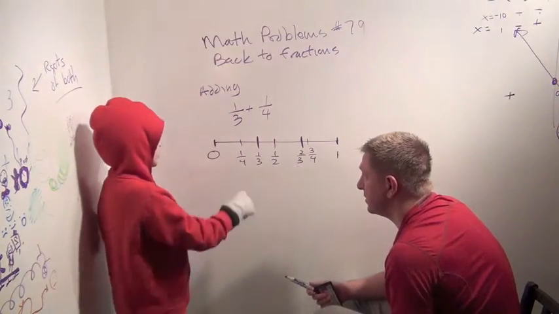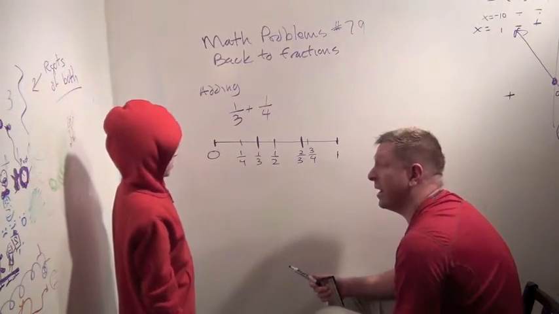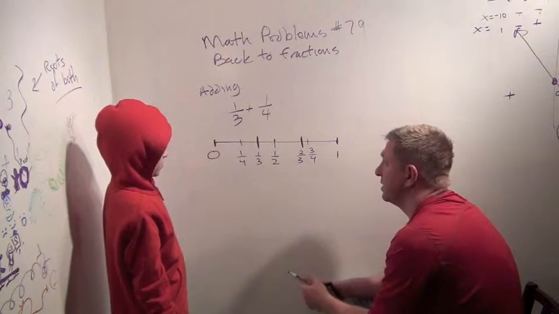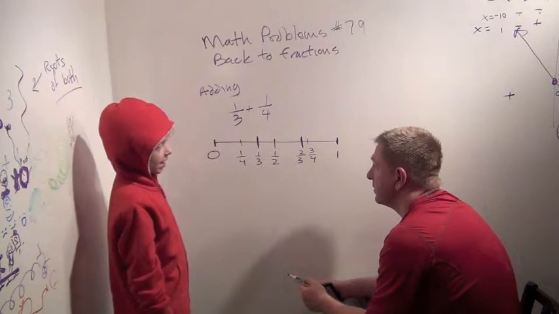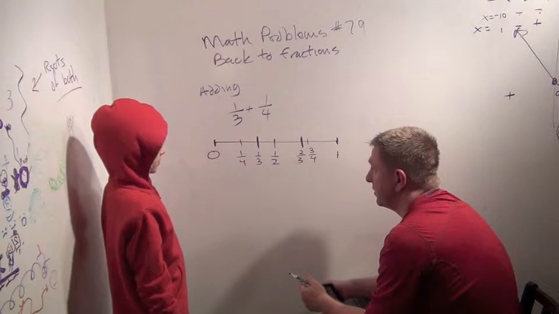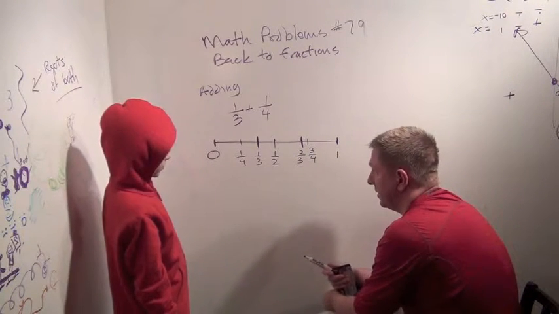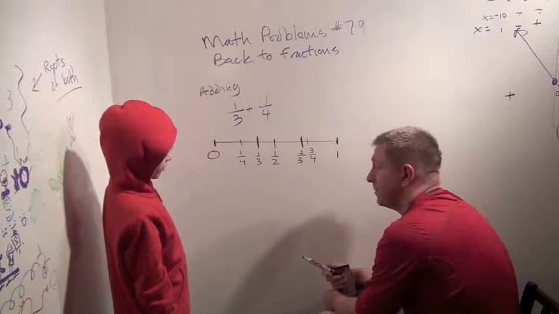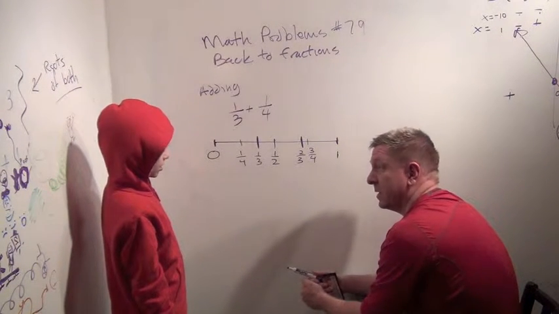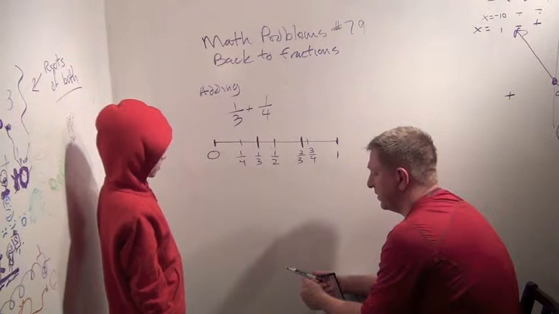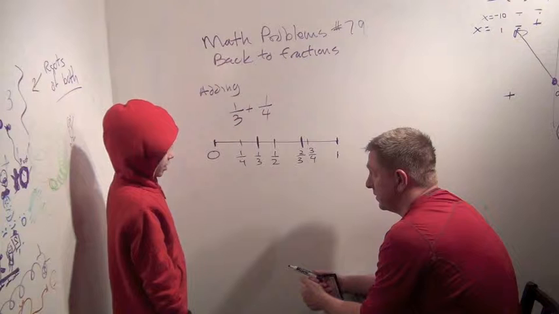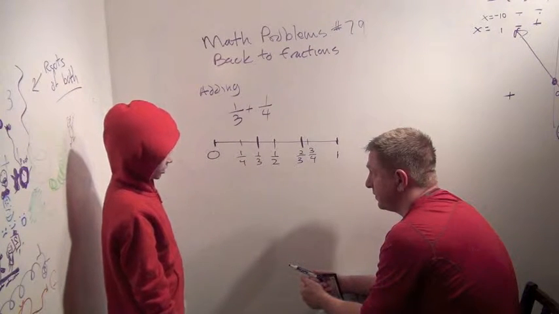Well, they're both under a half, so does that tell you anything about what's going to happen when you add them? Well, maybe it's going to be bigger than a half. What will it definitely be less than? It'll definitely be less than 1. Why is that? Because you're adding fractions.